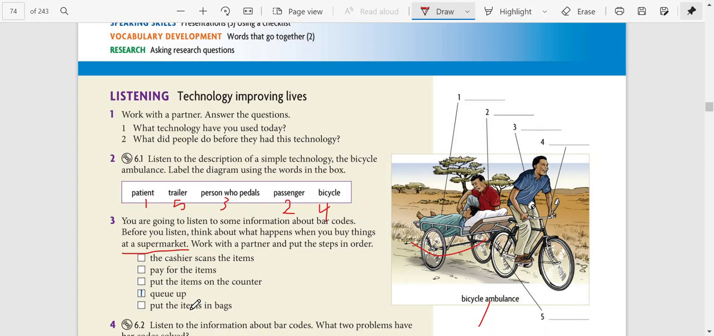And we must do what? We must order. We must sort the steps that we have. Which one will you do first? Which one will you do after that?